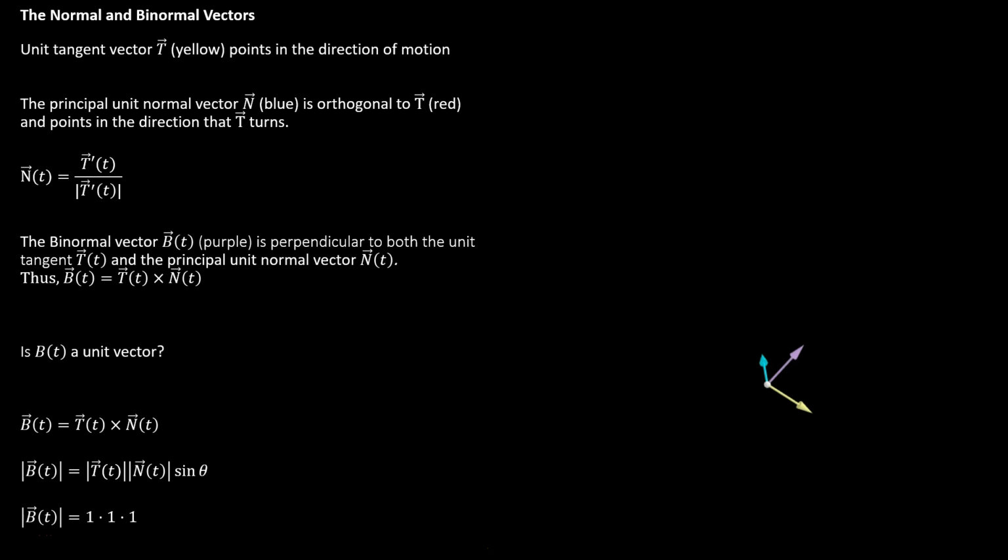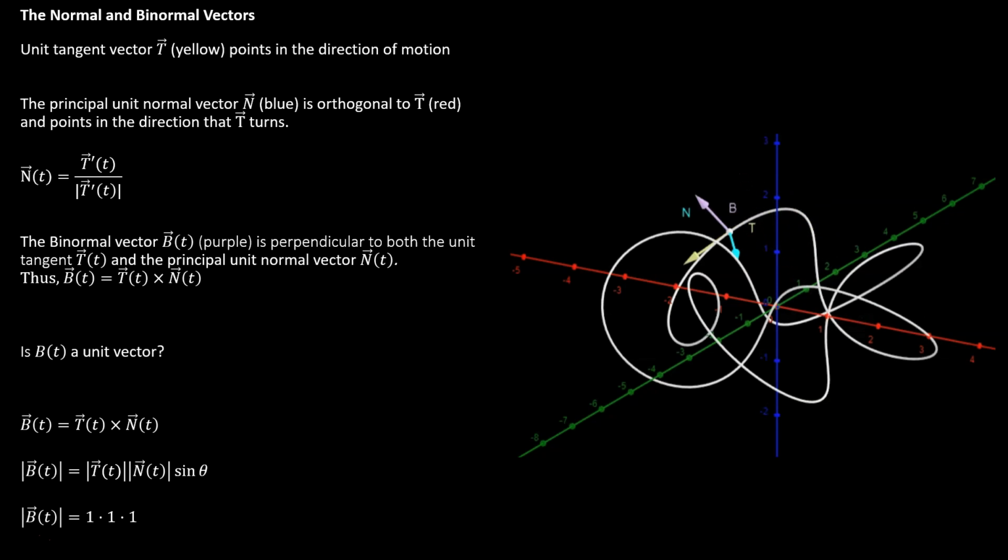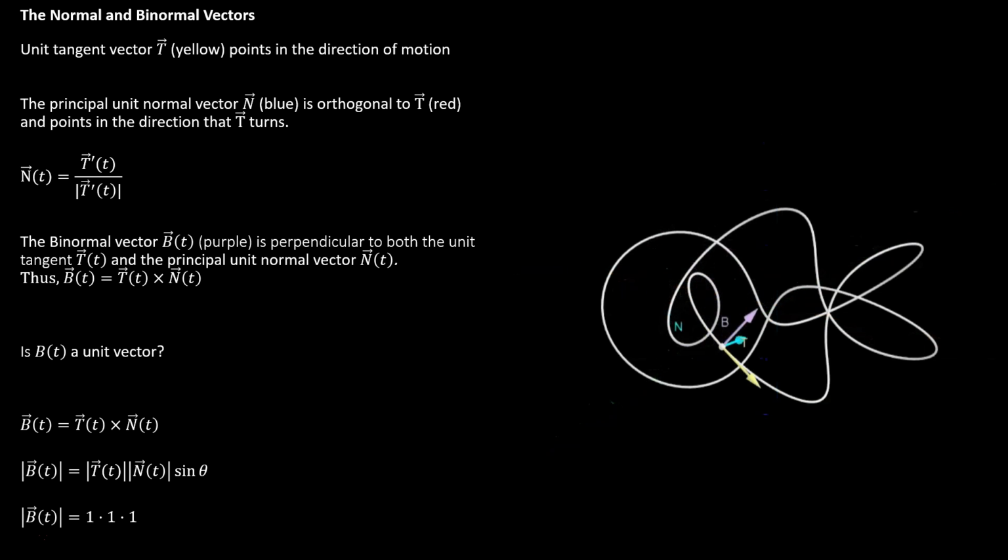We know what a unit tangent vector is, but I want to introduce you to a couple more special unit vectors called the unit normal and the binormal vectors. The unit tangent vector is shown here in yellow, and it points in the direction of motion. The principal unit normal vector is blue, and this is orthogonal to our unit tangent vector. It points in the direction that the tangent vector is turning.